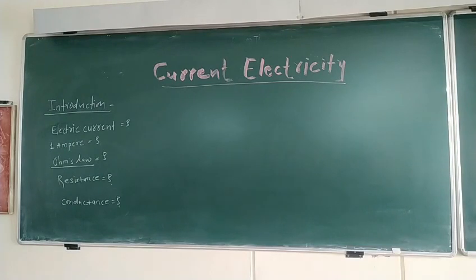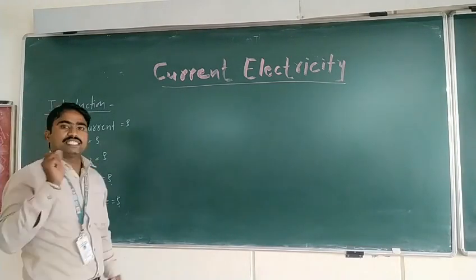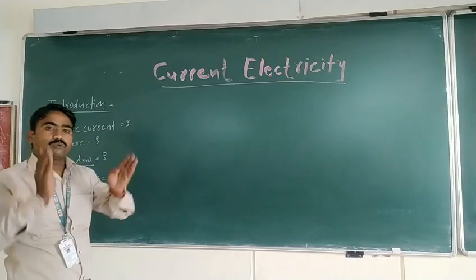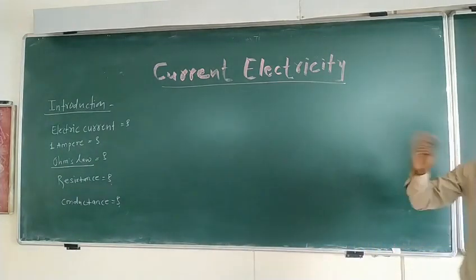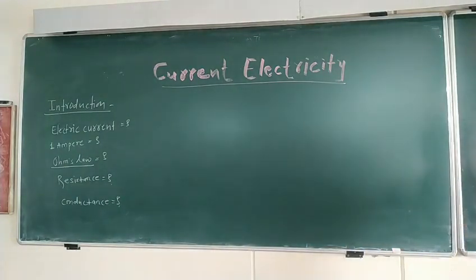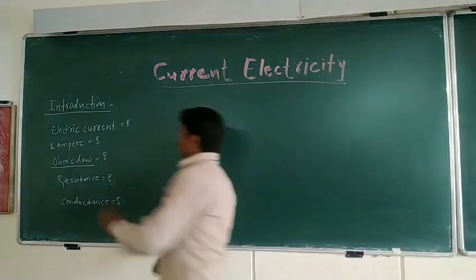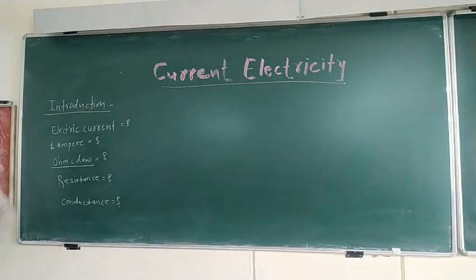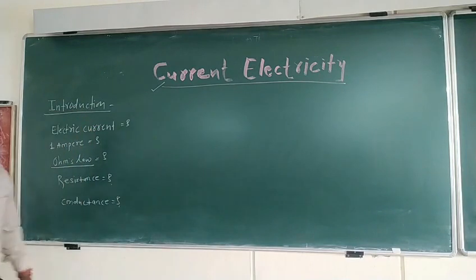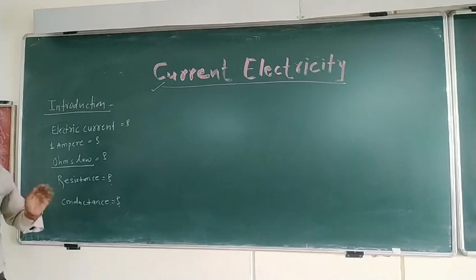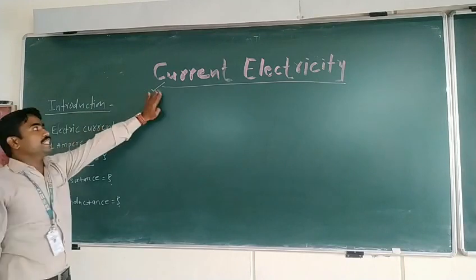We know that the current electricity topic is very simple and we can learn it very easily because the terms in the chapter are very interesting. First we have to see the introduction of the topic. We know that initially we need to see what is meant by current, electric current, or current electricity. All terms are related to the electric current.